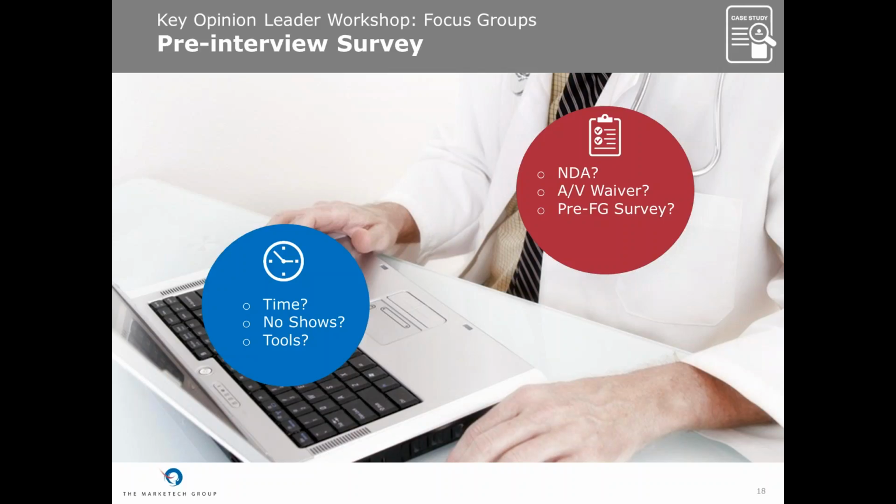What about no-shows? Plan for no-shows. If you feel you need 6 to 8 key opinion leaders, or if you have a seating chart, but you expect that maybe 2 or 3 people won't show, plan ahead of time so that your seating chart doesn't have 3 empty seats next to one another or one person sitting at a table by themselves. So plan for things like no-shows.